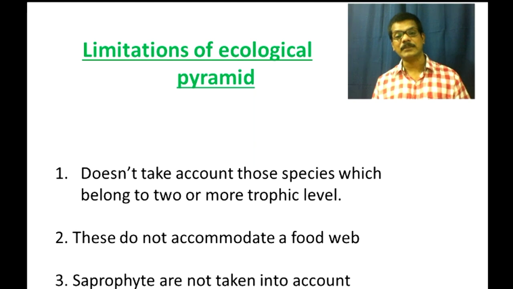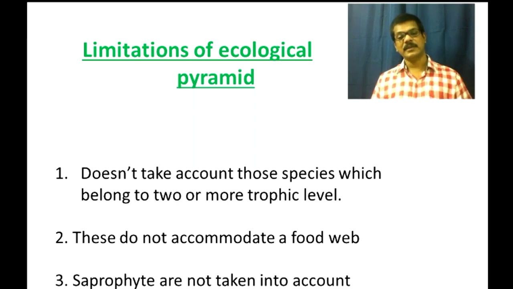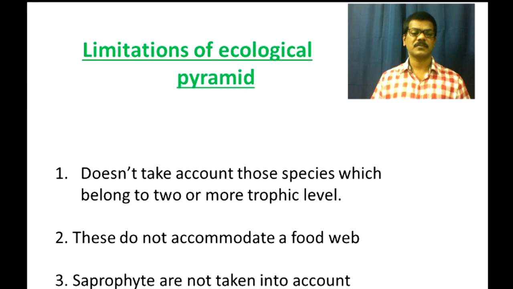So we don't get a correct picture about the number of organisms or the biomass present in different trophic levels, and in the same way the amount of energy. Further, we know in an ecosystem it is actually a food web that exists, whereas we are constructing the ecological pyramid on the basis of a food chain only, which does not really exist. That is the second limitation of ecological pyramids.